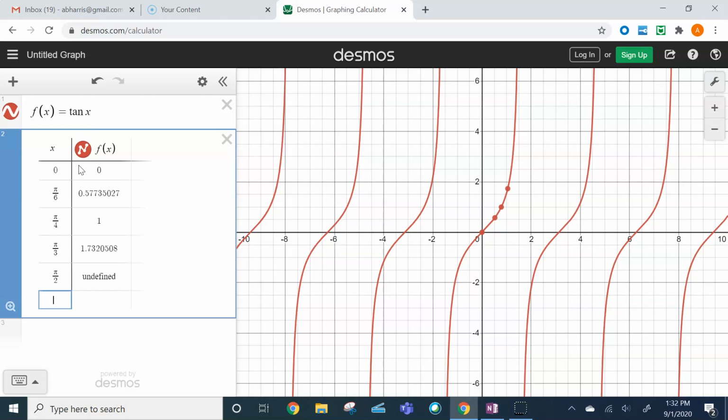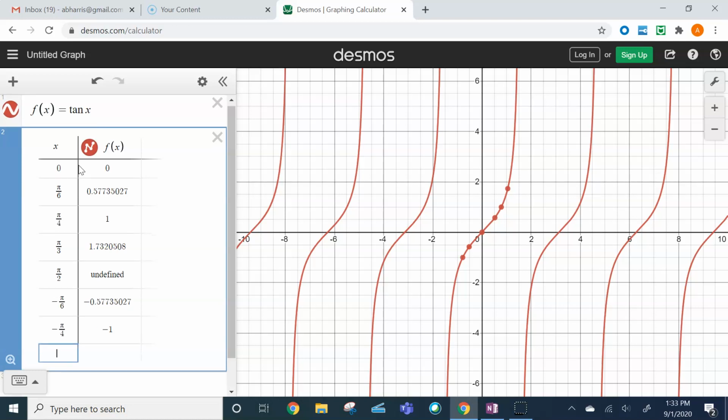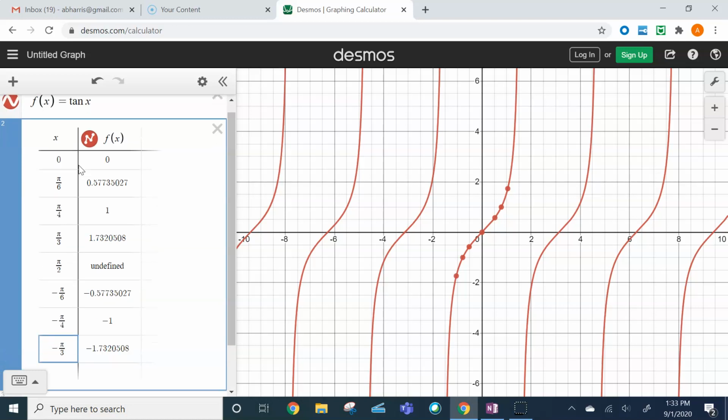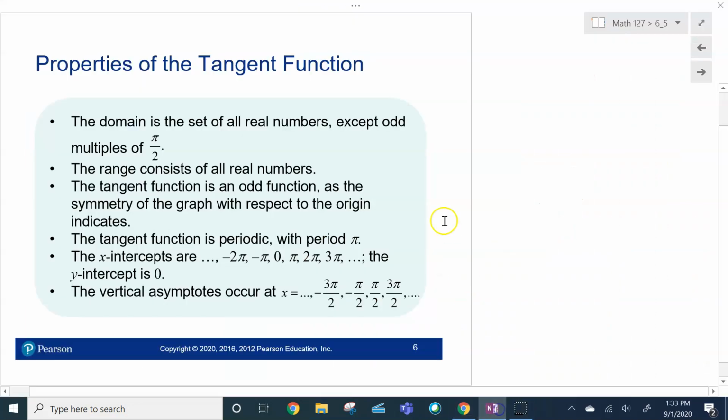We could go to the left of 0, so negative pi 6, negative pi fourths, negative pi thirds, and so on. As you're getting all these nice points, it helps you graph it. But again, make sure you go through that conceptually as you look at those. All right, let's keep going here.